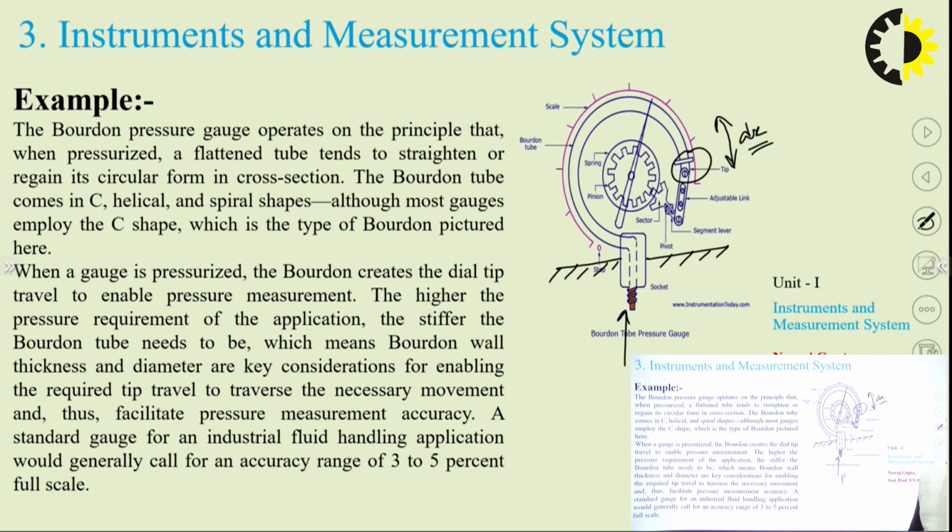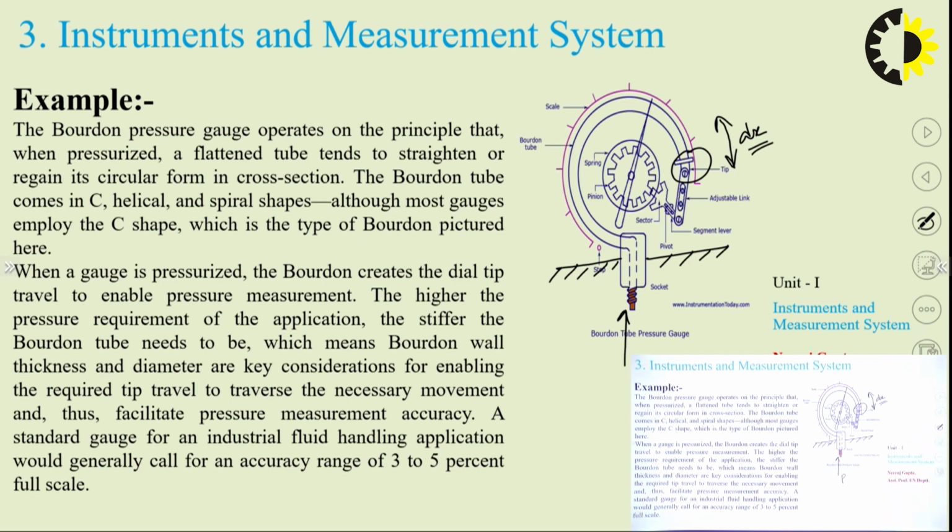Thus, to facilitate pressure measurement accuracy, the tip travel, or the traversing of the movement of this tip, will be a very important factor. A standard gauge for industrial fluid handling applications would generally call for an accuracy in the range of 3 to 5% of the full scale.